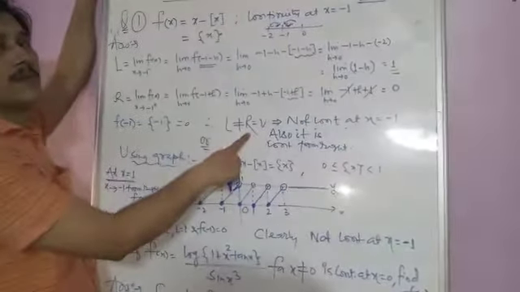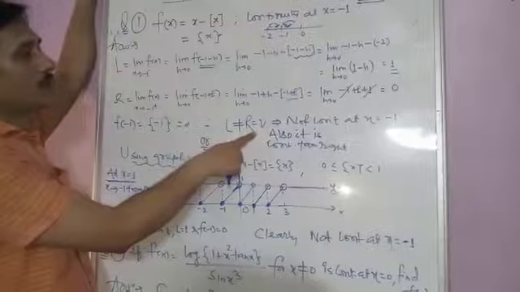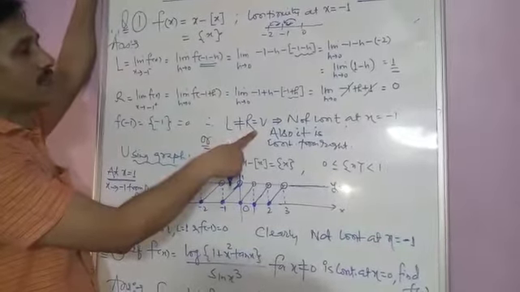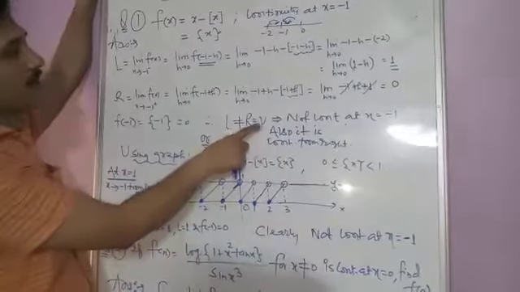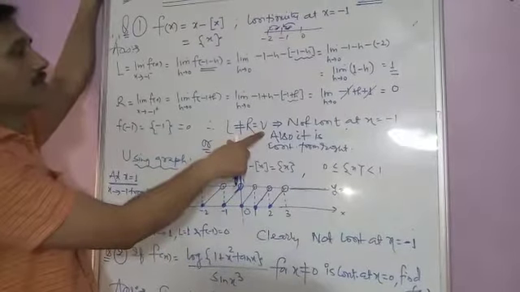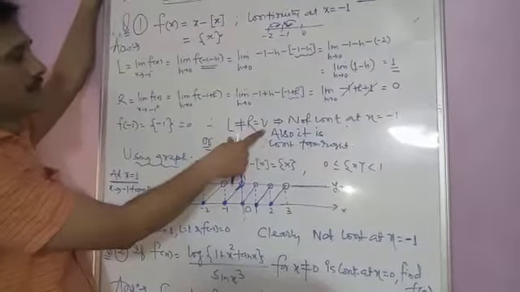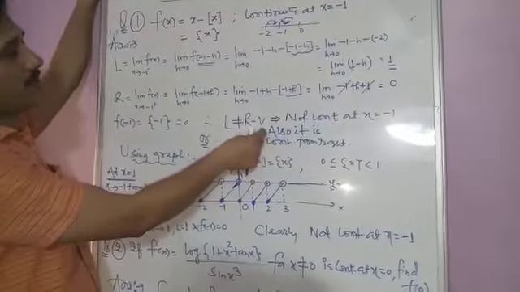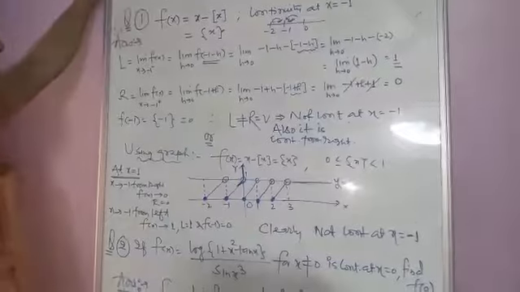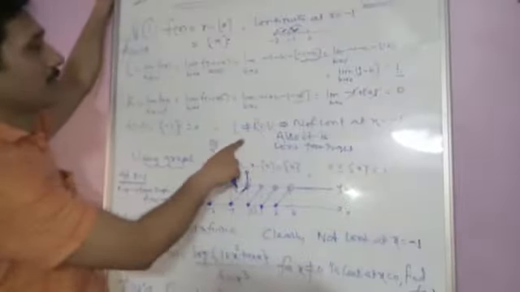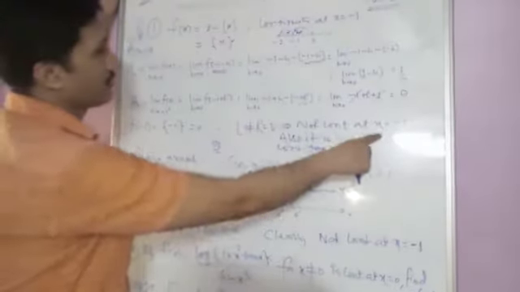Here the right hand limit and the value are both equal. So we say the function is continuous from the right. If the left hand limit and the value are equal, then the function is continuous from the left. If the right hand limit and the value are equal, the function is continuous from the right. Here the function is continuous from the right, but ultimately the function is discontinuous at x equal to minus 1.